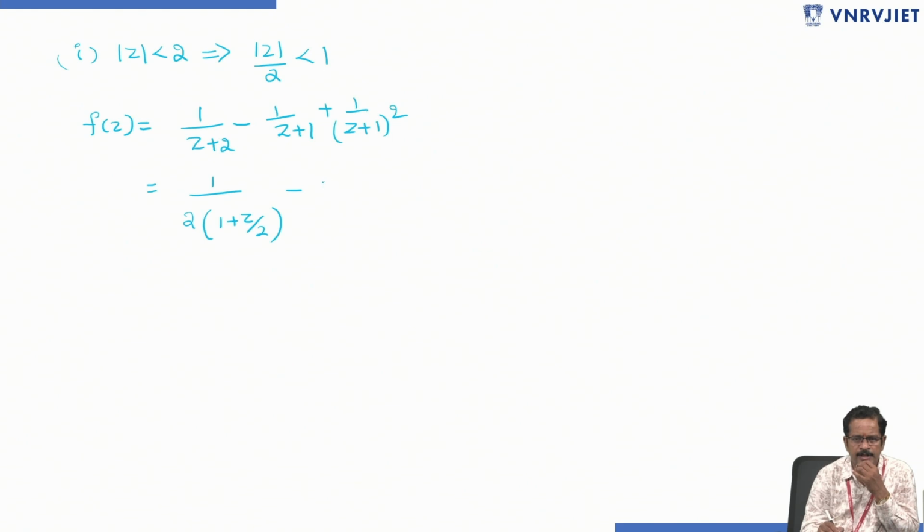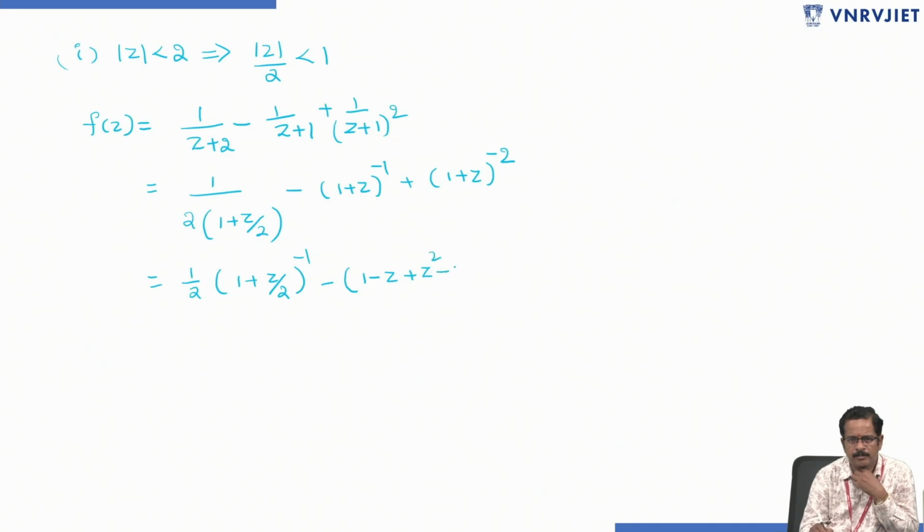Okay, so here we write 1 plus z whole power minus 1 plus 1 plus z whole power minus 2, which is equal to 1 by 2 into 1 plus z by 2 whole power minus 1 minus of 1 plus z whole power minus 1, which means 1 minus z plus z square minus z cube plus and so on, plus 1 minus 2z plus 3z square minus 4z cube plus and so on.